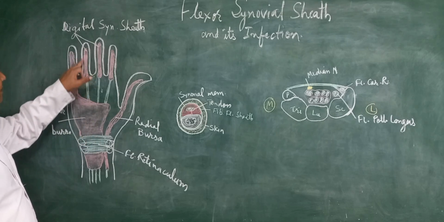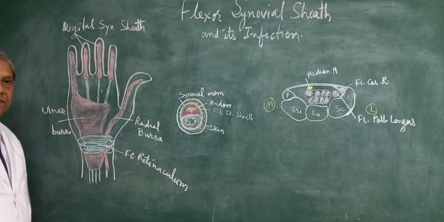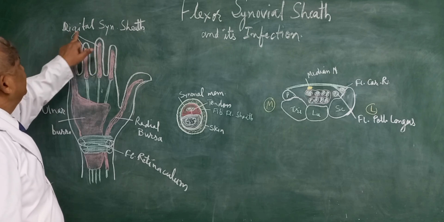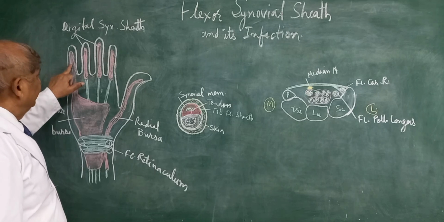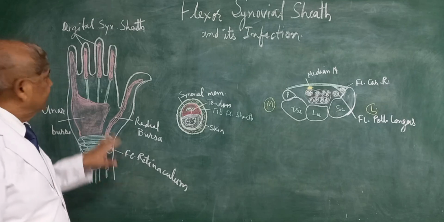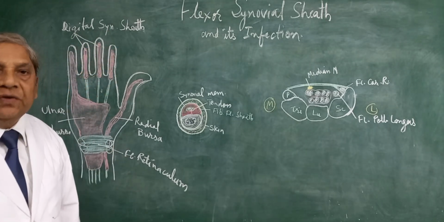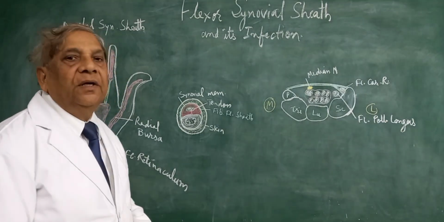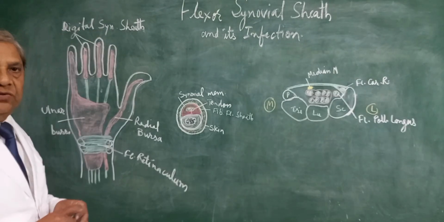Okay, and then there are separate sheaths for the tendons in the ring finger, middle finger, and the index finger. These are called digital synovial sheaths, and the digital synovial sheath of the little finger and that of the thumb are continuous downwards. But these three digital synovial sheaths are discontinuous. The main purpose is to avoid friction. So this is the arrangement of the synovial sheath.